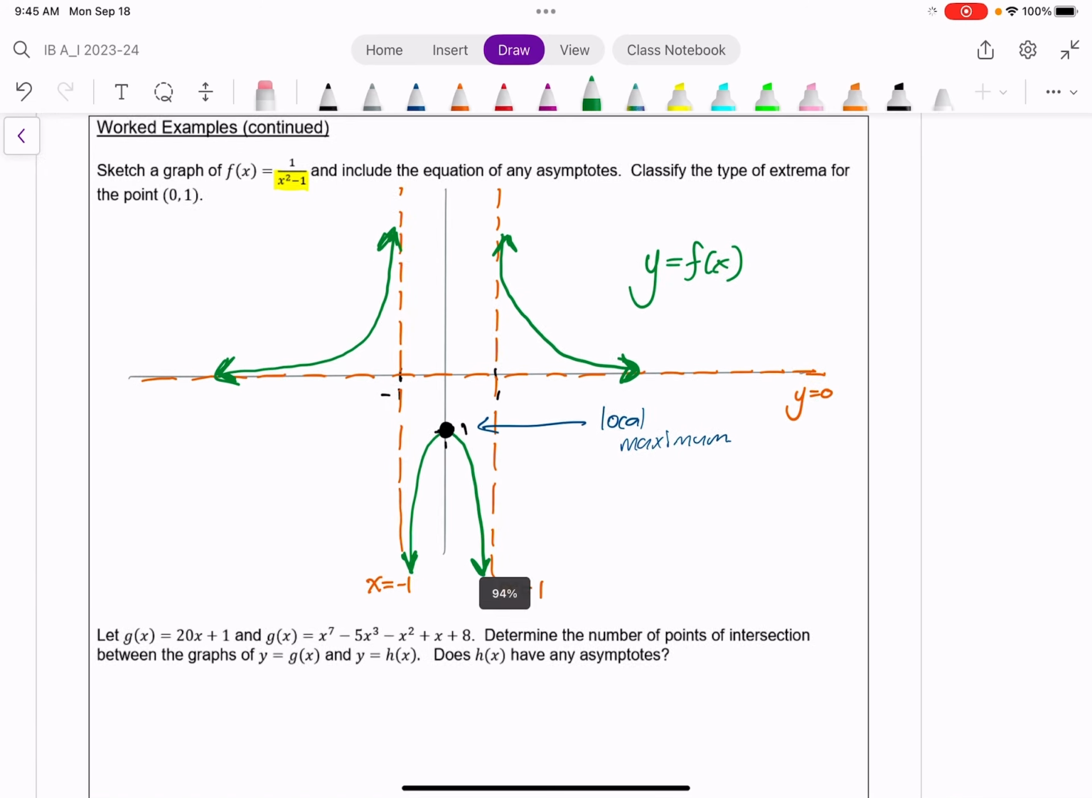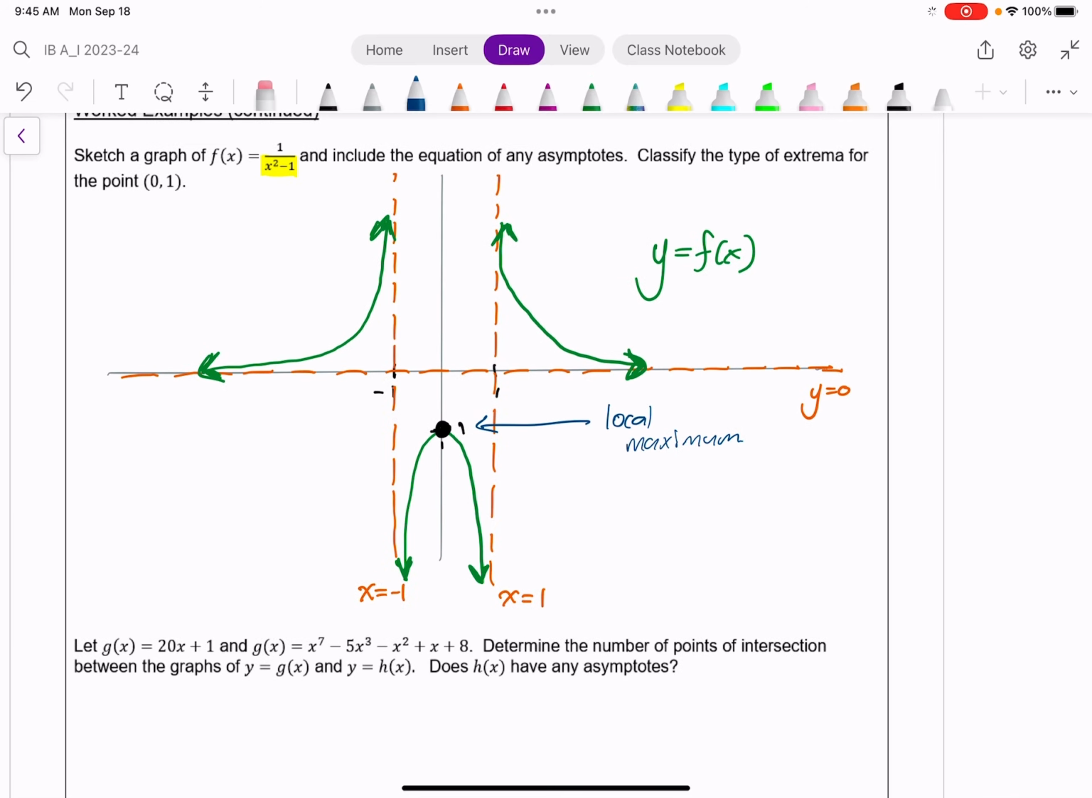Keep in mind a few other things I can label. That local maximum is also a turning point. All local maximums and local minimums are also turning points. In terms of global maximums and global minimums, this function does not have one. There is no highest point. It goes up forever. It goes down forever. So this function has no global maximum and no global minimum.